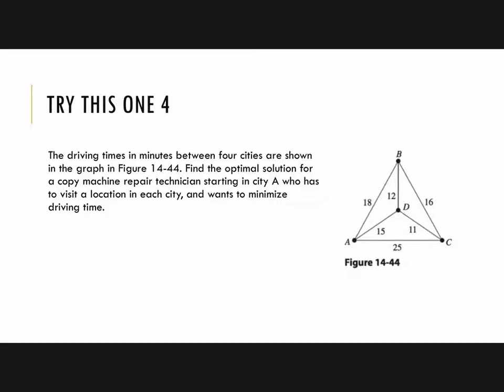So let's try it out on this problem. The driving times in minutes between 4 cities are shown in this graph. Find the optimal solution for a copy machine repair technician starting in City A who has to visit a location in each city, that's the Hamilton circuit part, and wants to minimize driving time. Okay, so we need to list all Hamilton circuits that begin and end at A.